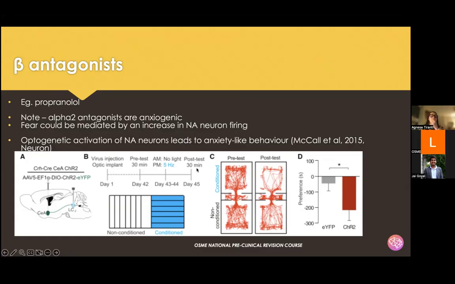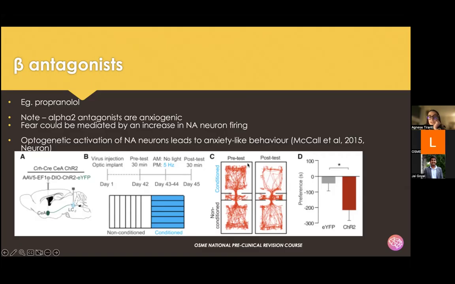So this is a great paper. They activated noradrenergic neurons, and they saw that it leads to anxiety-like behavior. You can see here the locus coeruleus. They stimulated it with light. They conditioned the animals: they fired the neurons in the locus coeruleus when they were in this room.